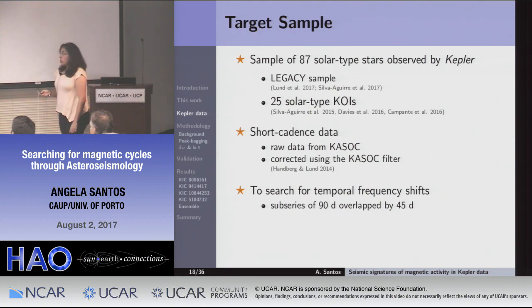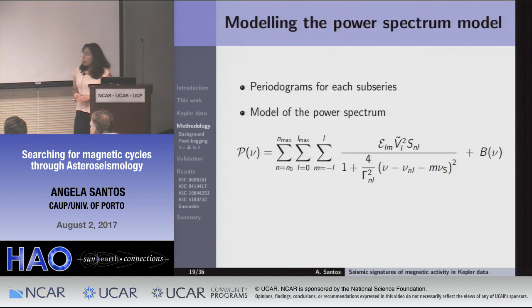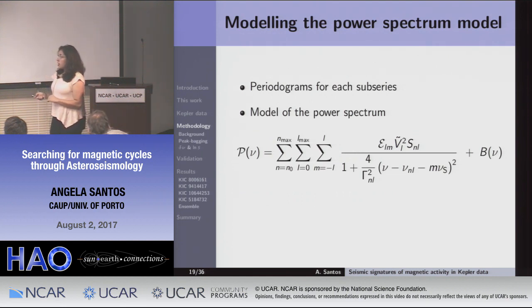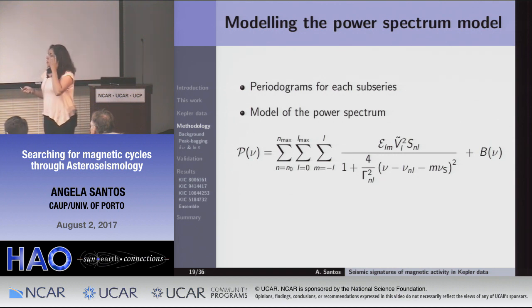Then we use short cadence data obtained with a cadence of 1 minute, and this is because we want to be able to detect solar oscillations. Then each time series is split into shorter subseries in order to look for temporal variations in the frequencies and amplitudes of the acoustic modes. For some of the stars, we have 4 years of data. For each subseries, we study the power spectrum of each star, and we model it.